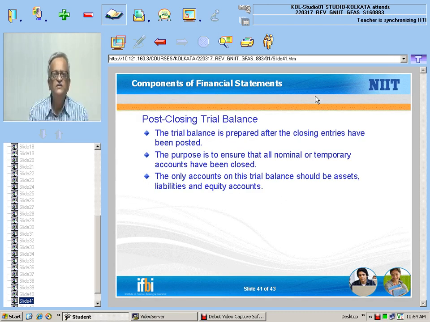Post-closing trial balance. The trial balance is prepared after closing entries have been posted. The purpose is to ensure that all nominal or temporary accounts have been closed. That is the main reason for obtaining a post-closing trial balance. The only accounts in this trial balance should be assets, liabilities, and equity accounts. The purpose of this post-closing trial balance is to ensure that the trial balance does not contain any income and expense items.